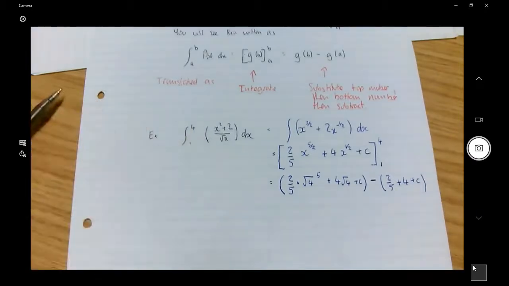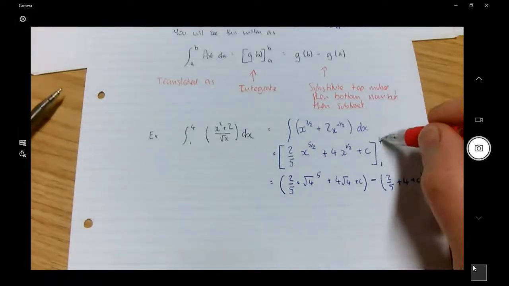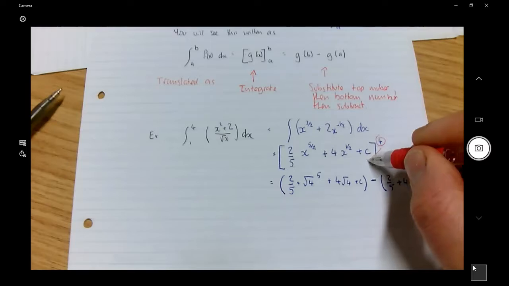So what's happened there is, the 4 is in that.